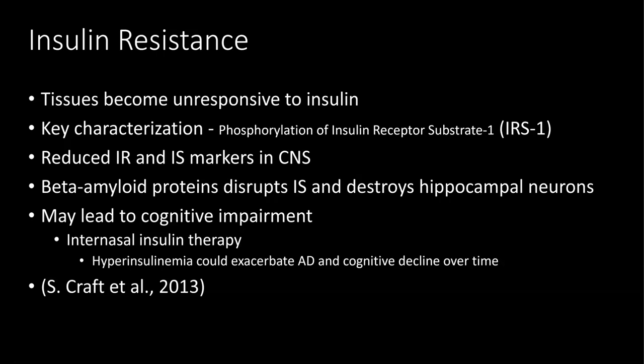And because of that reduction, insulin resistance is not providing enough insulin, and insulin is not able to provide that protection against beta amyloid accumulation. Beta amyloid protein accumulation occurs and disrupts the insulin signal, and it eventually destroys the hippocampal neurons. Also, this may eventually lead to cognitive impairment.